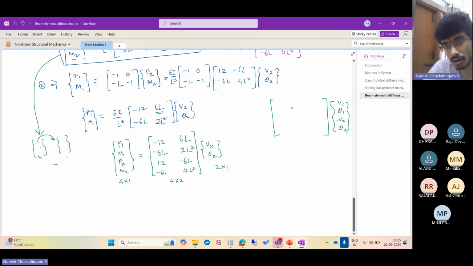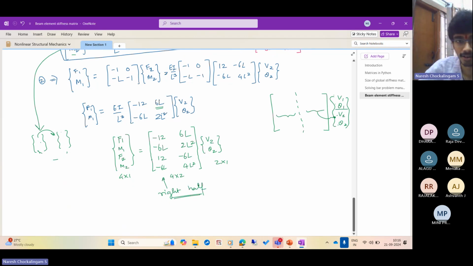And the first two columns of this matrix will multiply with V1 and theta 1. The next two columns will multiply with V2 and theta 2, and we have only the coefficients corresponding to V2 and theta 2. So we got the right half of the matrix. So this is the right half. Right? So that is fine.